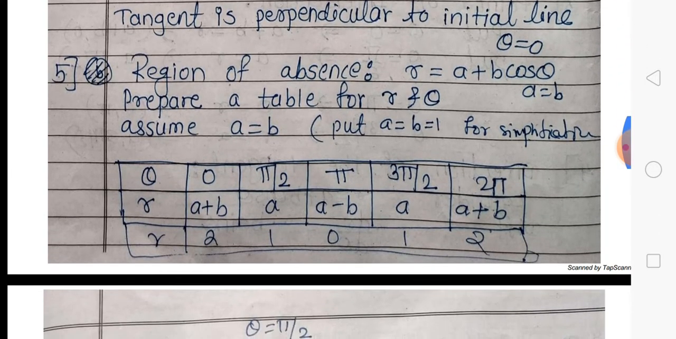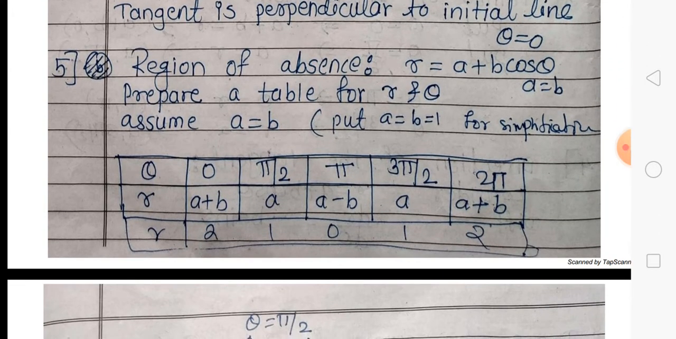Next is the region of absence. For region of absence, r is equal to a plus b cos theta, where a equal to b, we prepare the table of values of r and theta. Assume a equal to b. Then we got values of r and theta. Now by considering all these rules, we trace the curve.